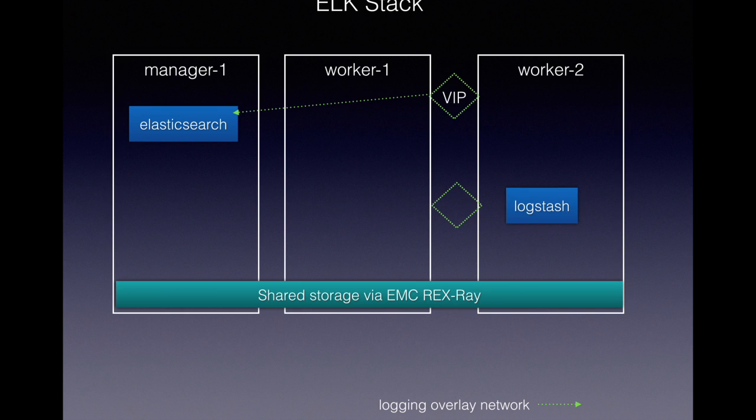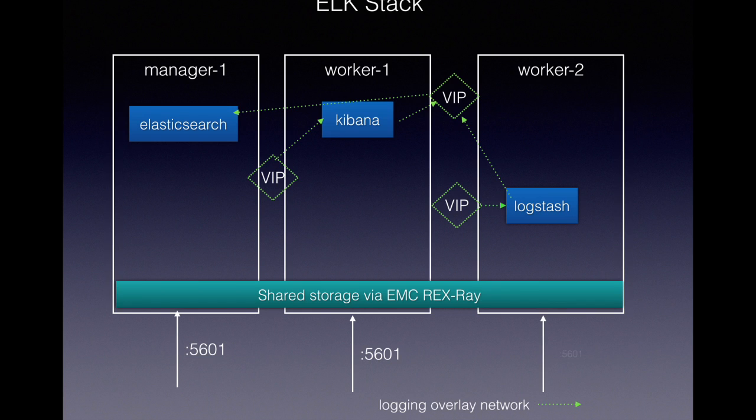So we're going to deploy the Elasticsearch service, and we're going to deploy the Logstash service, which is going to connect to Elasticsearch. Logstash collects the logs and then sends them to Elasticsearch, and then Kibana goes ahead and connects to Elasticsearch to pull in the visualization of the logs.